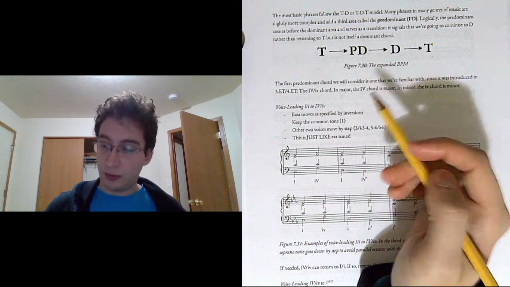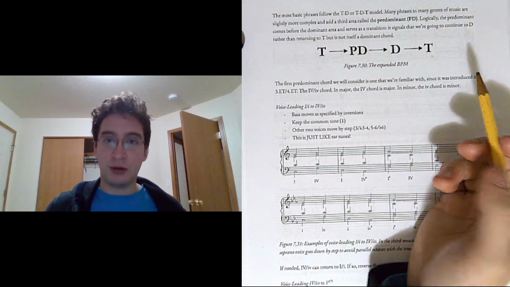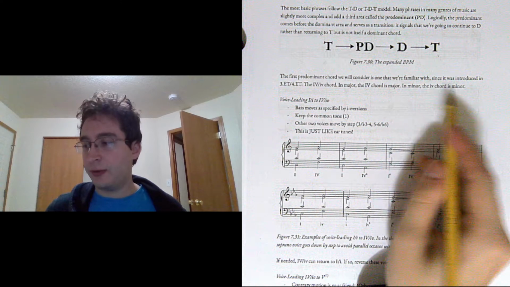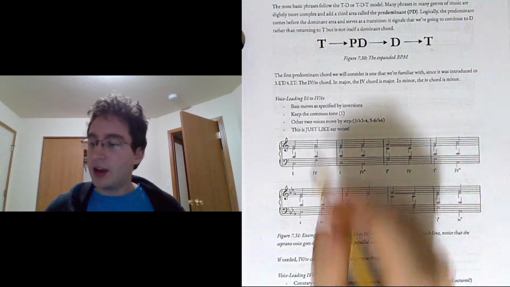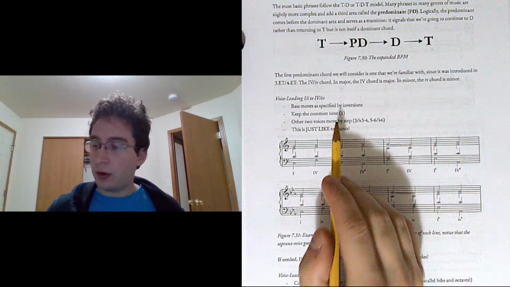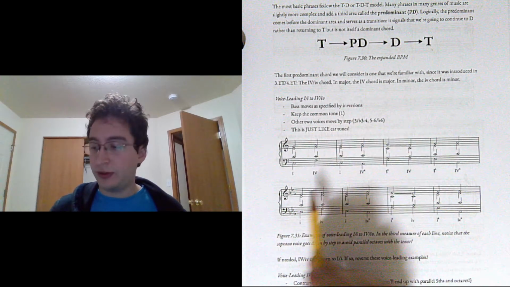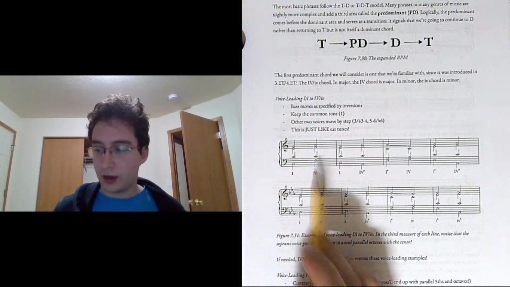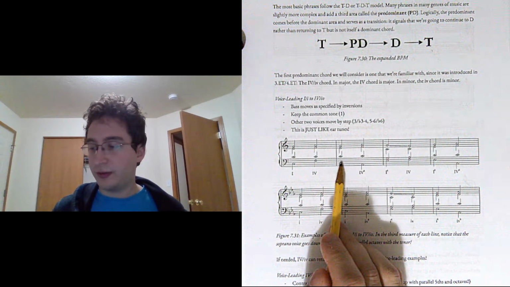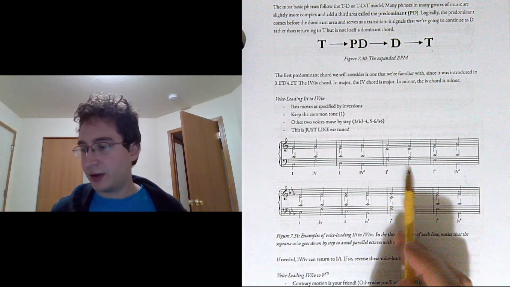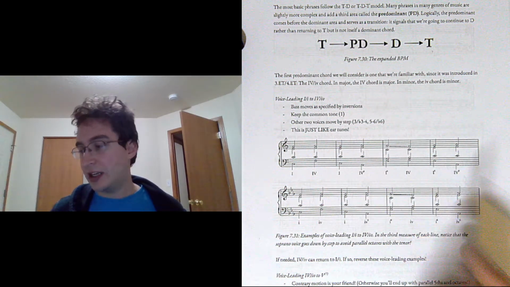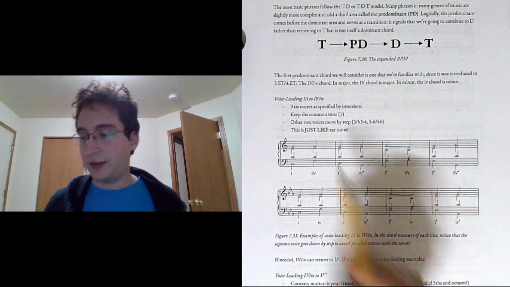The first one we are going to look at is the one we're most familiar with, which is the 4 chord. In major, 4 is major. In minor, 4 is minor. So, voice leading from 1 to 4, the bass moves as it needs to, as specified by the inversion. So, root to root, 1 to 4, root to first inversion, 1 to 6, first inversion to root, 3 to 4, first inversion, 3 to 6. So, bass has to do what the inversion is.